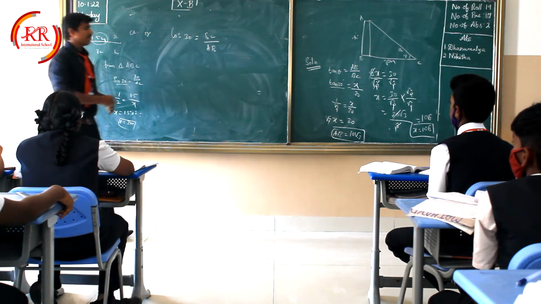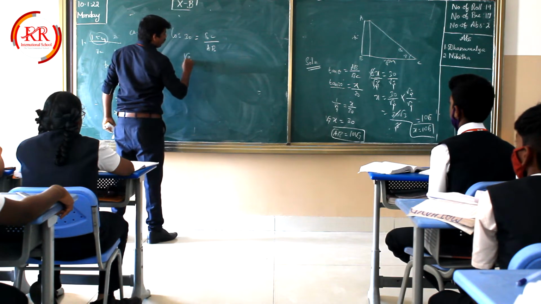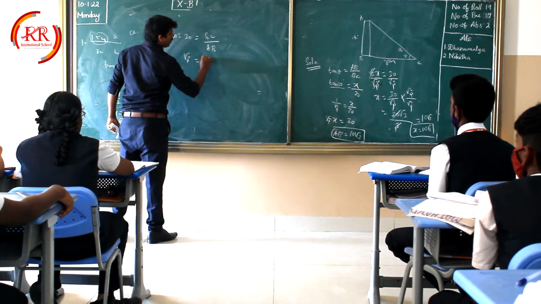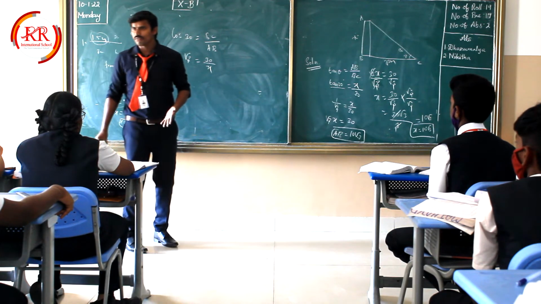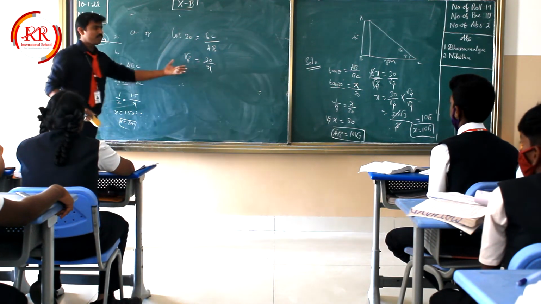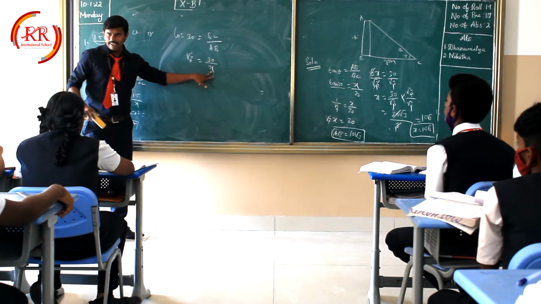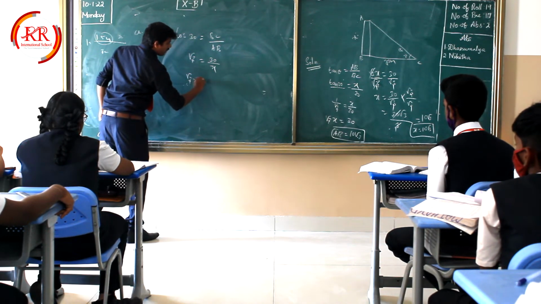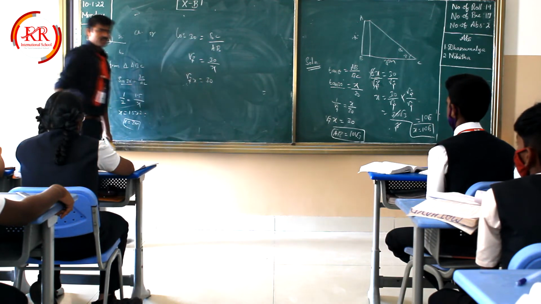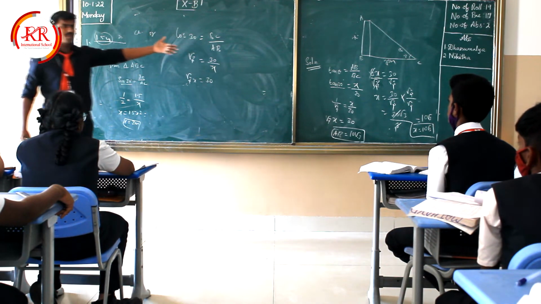What is the cot 30 value? It is root 3 alone. That's equal to BC, which is 30, and we need to find AB. AB only we have to find out. Right? Now we need to solve for the value of X. So shall we cross multiply it as usual? Root 3 into x equals 30. Okay, the same concept as we have used today.